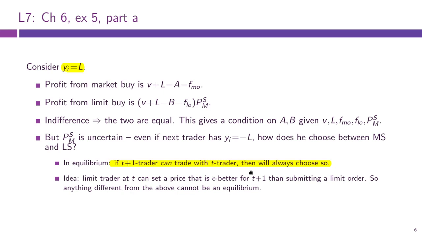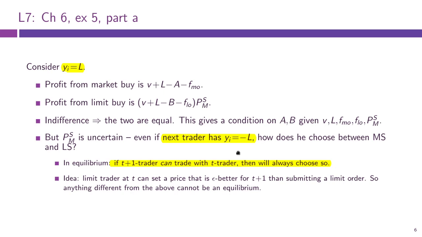Well, suppose that this is not the case. Suppose that the next trader has a low valuation, so he is willing to sell. He sees a limit order to buy in the limit order book, and he decides, no, I'm not going to do that. I will submit a market order instead. If this is what happens in equilibrium, then this cannot actually happen in equilibrium. I realize that's a tautology, but the whole point of this argument is that it will bring us to a contradiction.